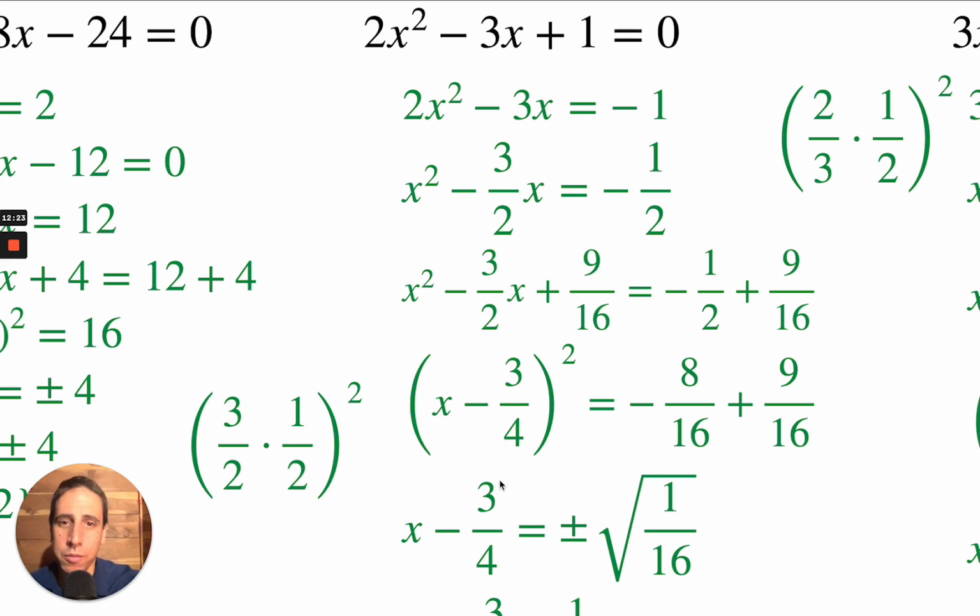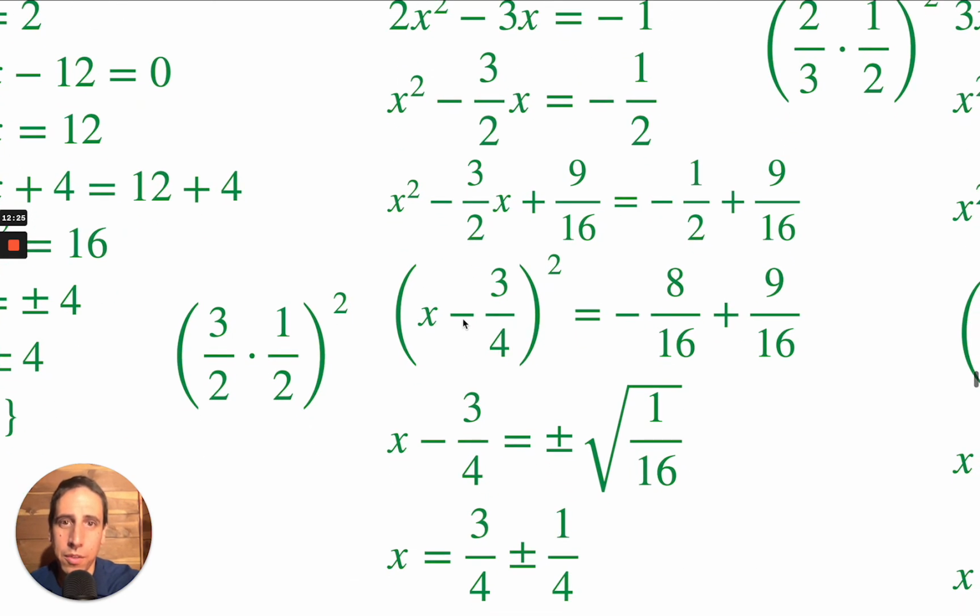I'm going to take the square root of both sides. You remember, this is the number that I write here is the square root of this. 9/16, the square root of that is 3/4. Because what number times itself is 9/16? That's 3/4. So x minus 3/4 squared, I'm going to take the square root of both sides, and that is x minus 3/4 is equal to plus or minus 1/16. That was the result of the addition here.